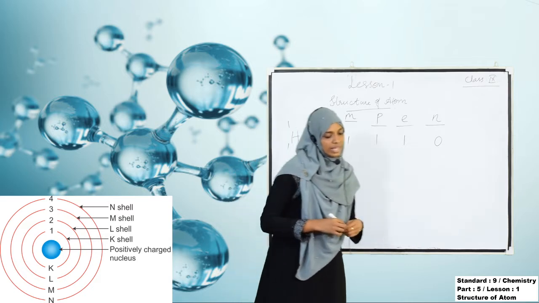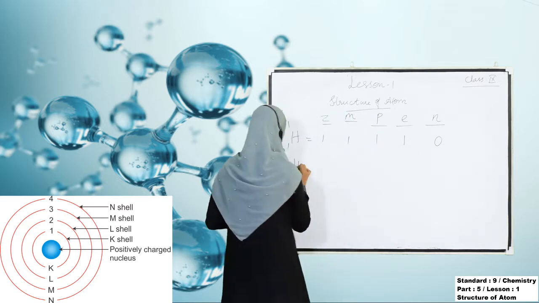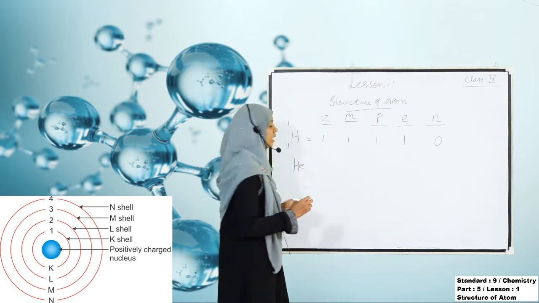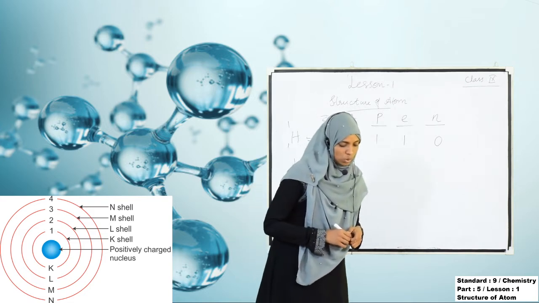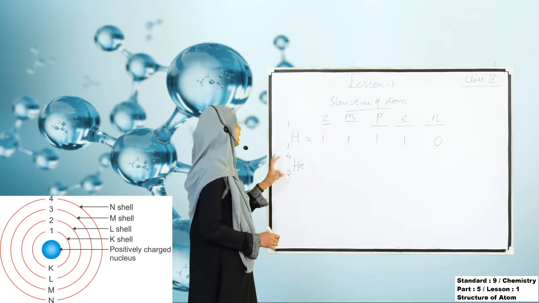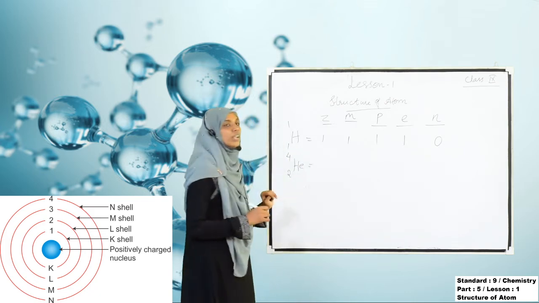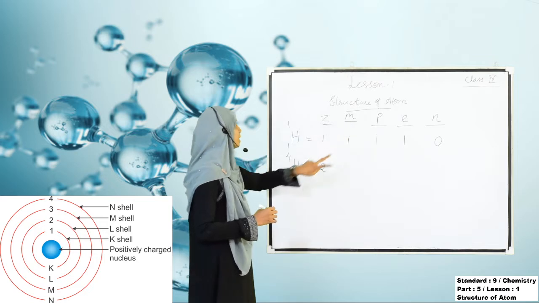Then we can check another example, helium. What is the atomic number of helium? Helium is the second element and the atomic number of helium is 2. And what about the mass number? Mass number is 4. Atomic number is 2, and the mass number is 4.